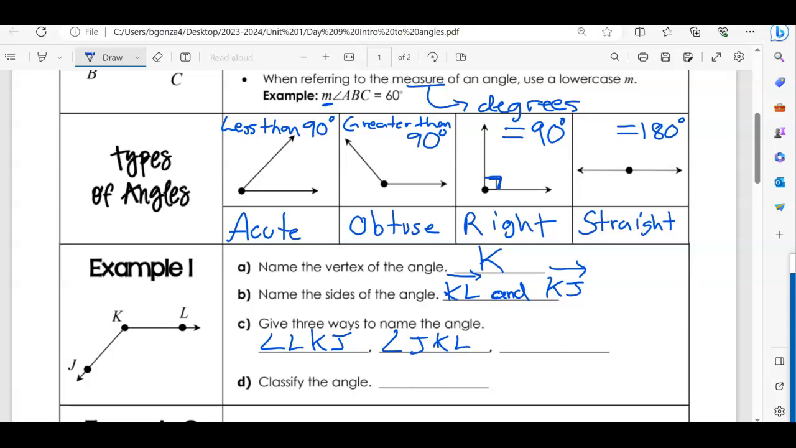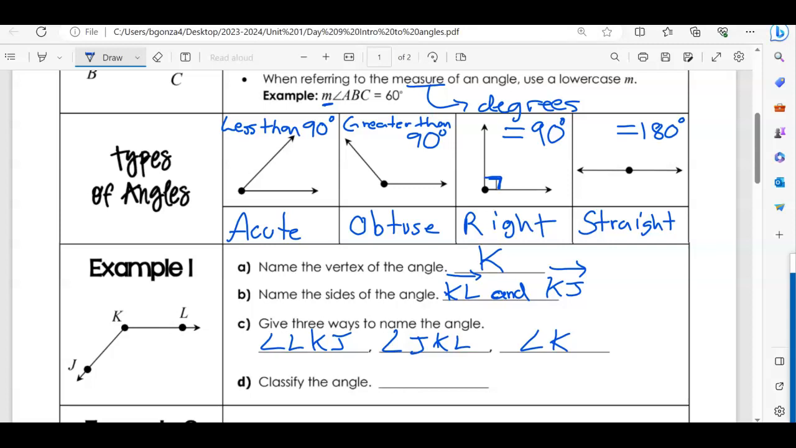And also, since the angle is by itself, what can you just call it? Angle K. Only if it's by itself. So if you think back to our warm-up, it was not by itself. There were like three all stuck together, right? But if it's all alone, you can just call it the vertex.